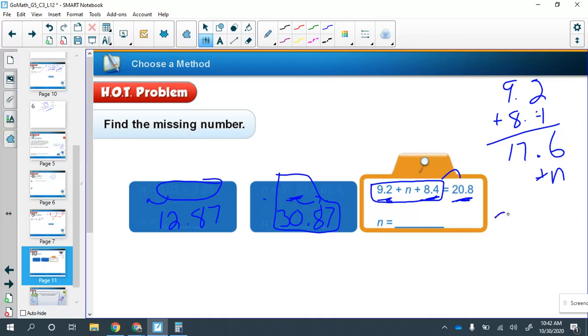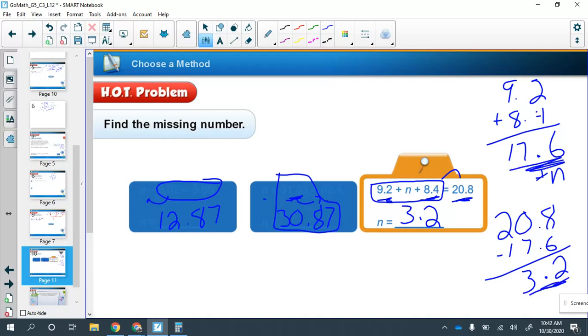So that means that I can take 20 and 8/10 and subtract from it 17 and 6/10. 8 minus 6 is 2. Don't forget your decimal. 20 minus 17 is 3. So in this case, 3 and 2/10 equals n. Now, if I wanted to check this, I could take 3 and 2/10 and add it to 17 and 6/10, and it would give me 20 and 8 tenths, and that's how I would know that my answer was correct.